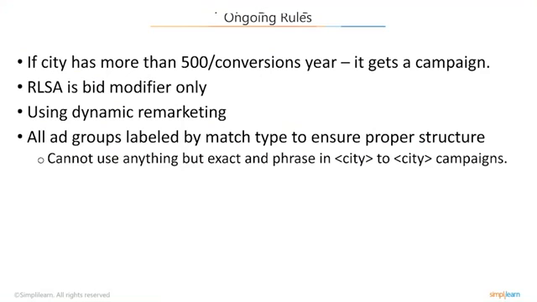So if the city gets more than 500 conversions a year, it gets a campaign. Their list is bid modifier only. They're only going to use dynamic remarketing, and they're going to forget some of the others for now. And then for every, I think it was 6 campaigns.